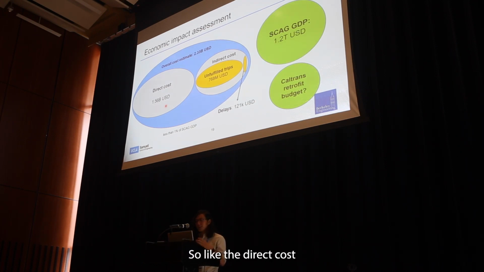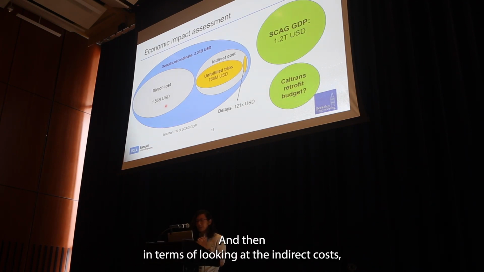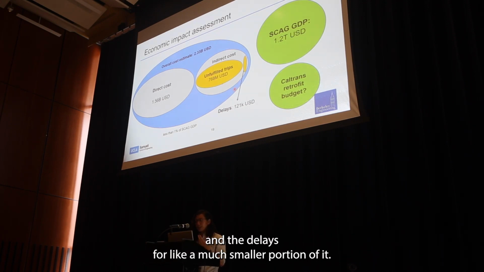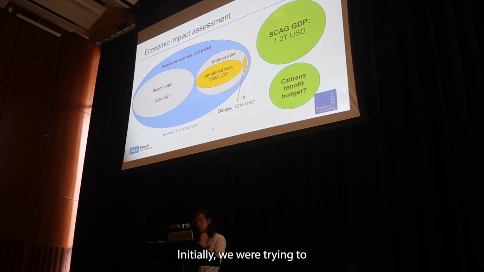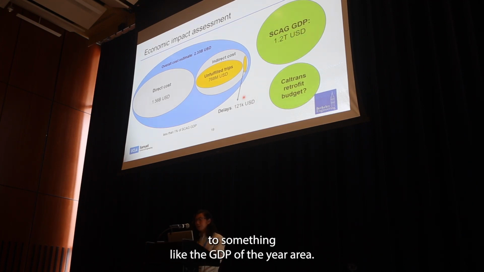So the direct cost is the bulk of it, and we estimate it to be around $2 billion US. And then in terms of the indirect costs, as I mentioned earlier, much of it is focused on the lost demand, and the delays are a much smaller portion of it. Initially, we were trying to see whether this is something that we would compare to something like the GDP of the area, and it is less than 1% of it.